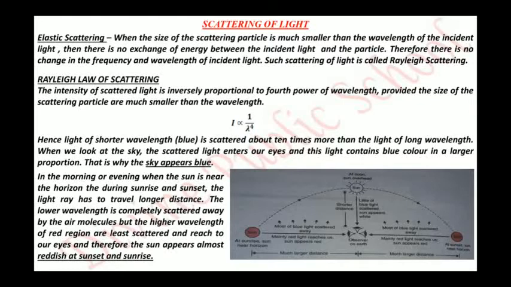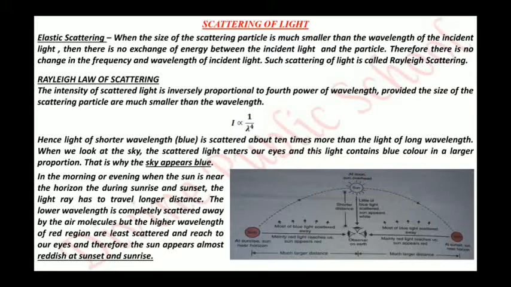The same happens in the evening during the sunset. Again, the sun is at the horizon and the light has to travel a longer distance to reach our eyes. So most of the blue light is scattered in the sky and only red light reaches us, and that's why the sun appears almost reddish at sunrise and sunset. So this is another natural phenomenon.